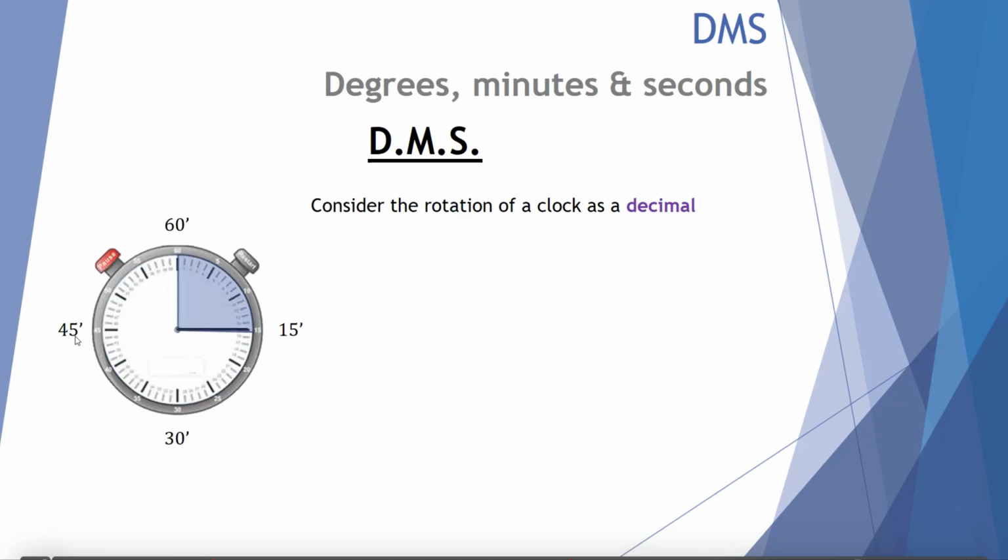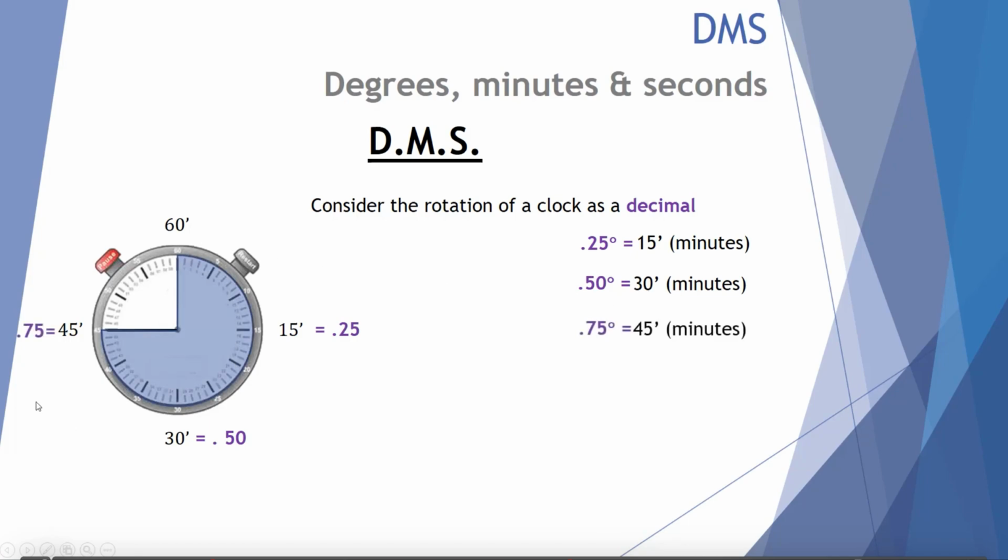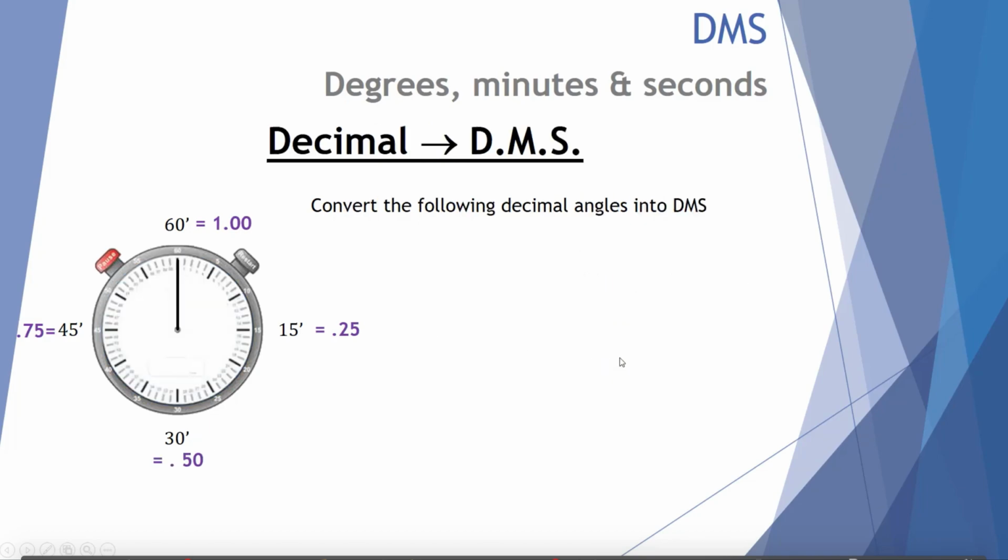Okay, let's now look at that as a decimal. Again, a quarter rotation. Well, instead of saying a quarter, we could call this 0.25. So a decimal for a quarter is 0.25. So 0.25 of a degree is, in DMS sense, exactly 15 minutes. It's a quarter of a degree. Half the way around, 0.5 is represented by 30 minutes. So half a degree is 30 minutes. 3/4 of a degree would be 0.75. It's represented by 45 minutes. And finally, a full degree would represent 60 minutes.